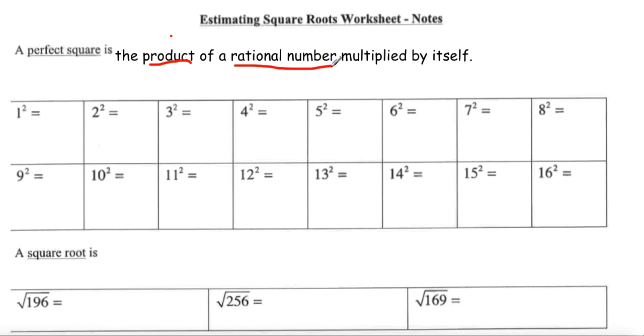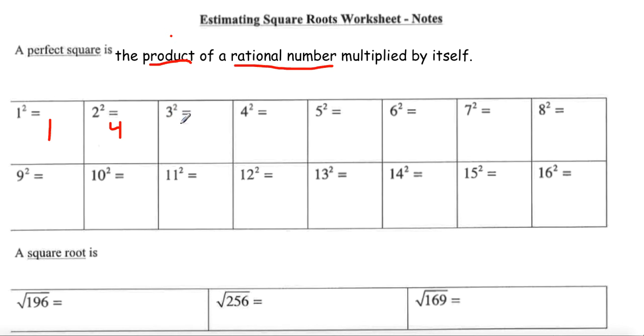Rational number, we just learned about a number that can be written as a fraction, a decimal that terminates, or a decimal that repeats, and then multiplied by itself. So we like to think about our rational numbers as our whole numbers. Here we're thinking 1, 2, and then looking at this chart through 16. So 1 will make a perfect square. 1 times 1 would be 1. 2 times 2, remember that squaring is a number multiplied by itself.